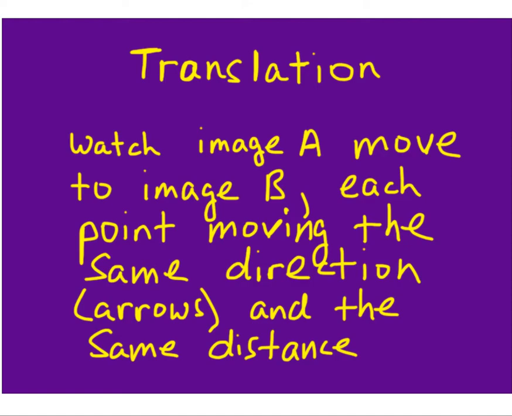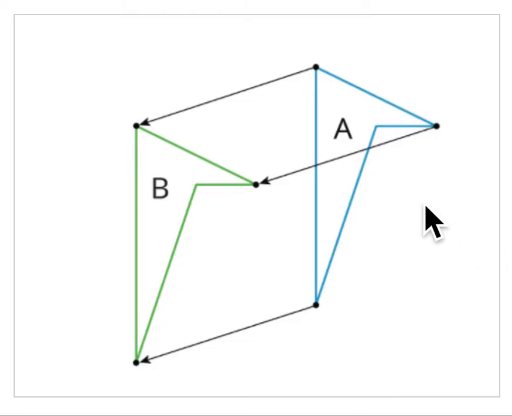So translation is when one image, in this case image A, moves to image B, and every point in that image moves the same direction and the same distance. So here's a picture of that right here. This is image A, it moves to image B, and each of these points moves in the same direction and the same distance. So if you connect the points with line segments or arrows, those line segments or arrows will be parallel to each other because everything's moving in the same way.